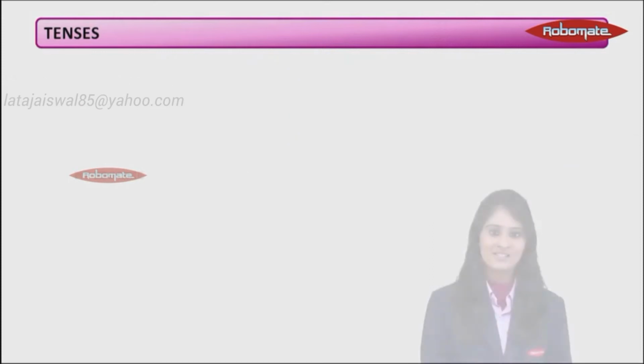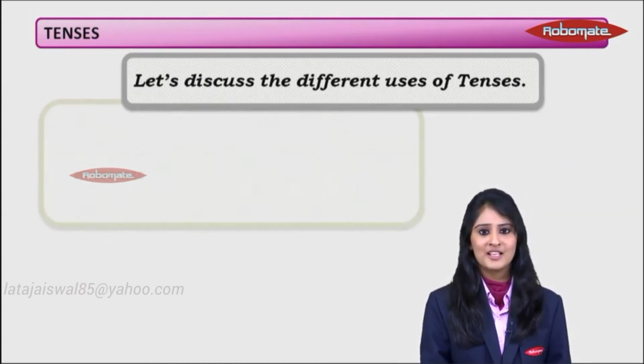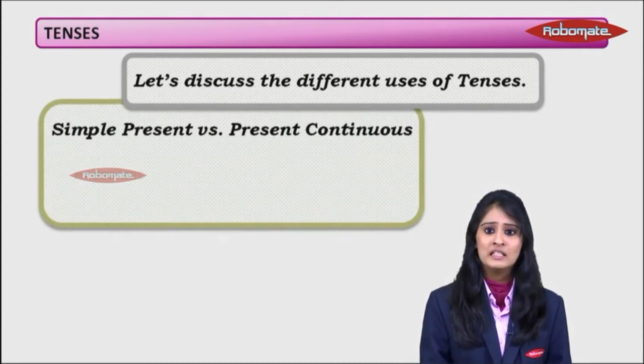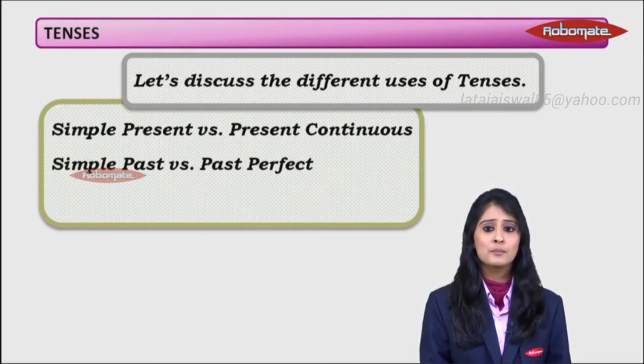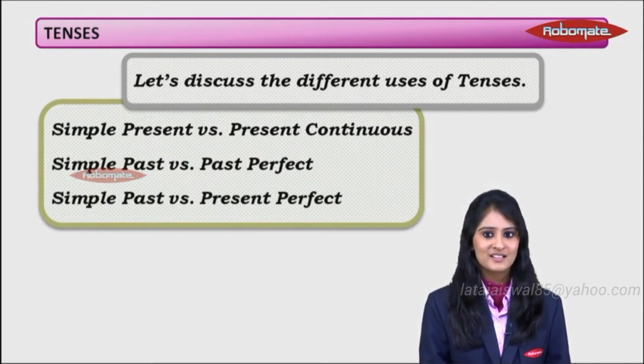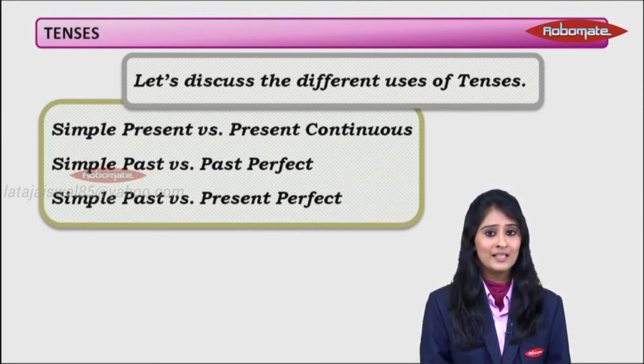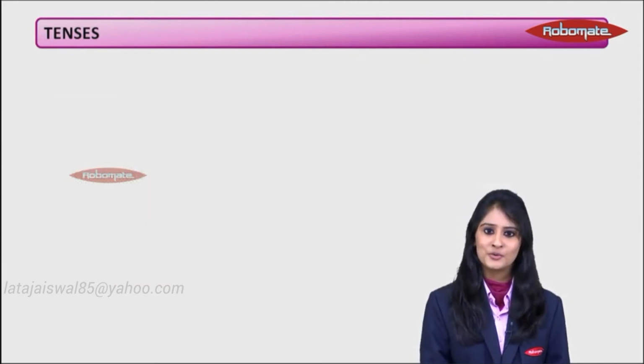So now students, let us discuss the different uses of tenses. The first one, simple present versus the present continuous. The simple past versus the past perfect. And the next, simple past versus the present perfect. We normally get confused within all these. So now let's see the different uses.